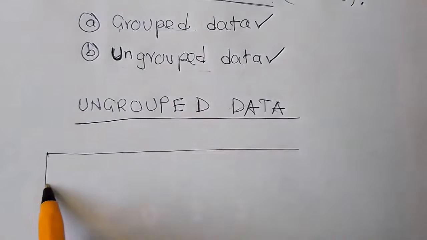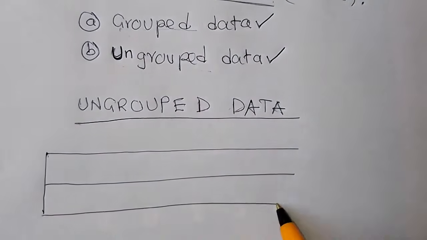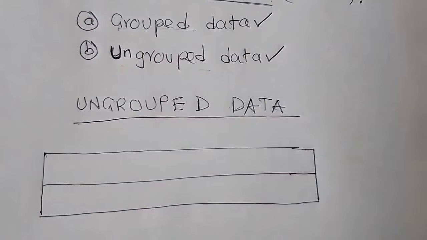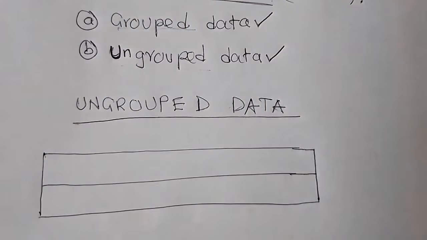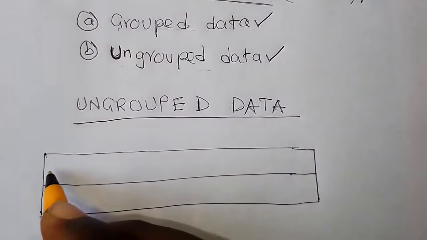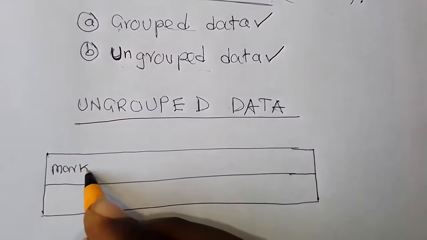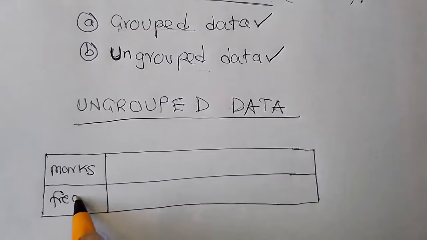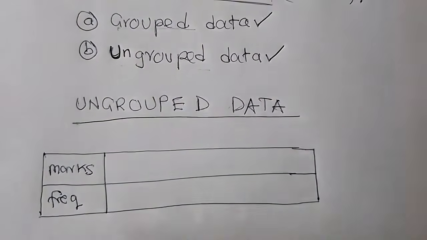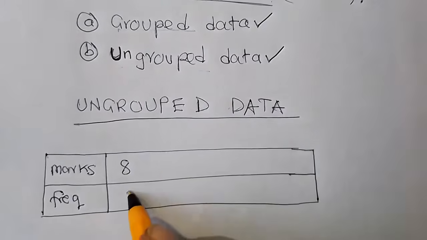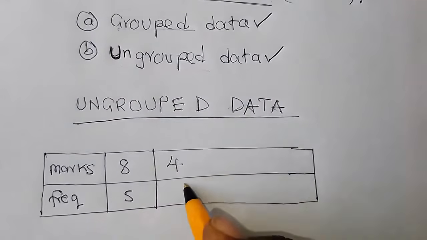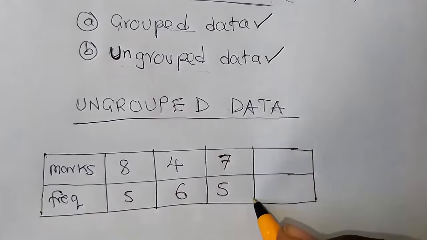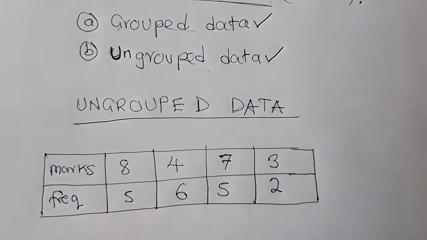I know I've got people here who completed school a long time ago, and during their time they never saw something like this. They just introduced standard deviation in 2016. So here we are going to see something like marks, then here they are going to say frequency. Then numbers will be written like this: 8, 5, 4, 6, 7, 5, 3, 2.